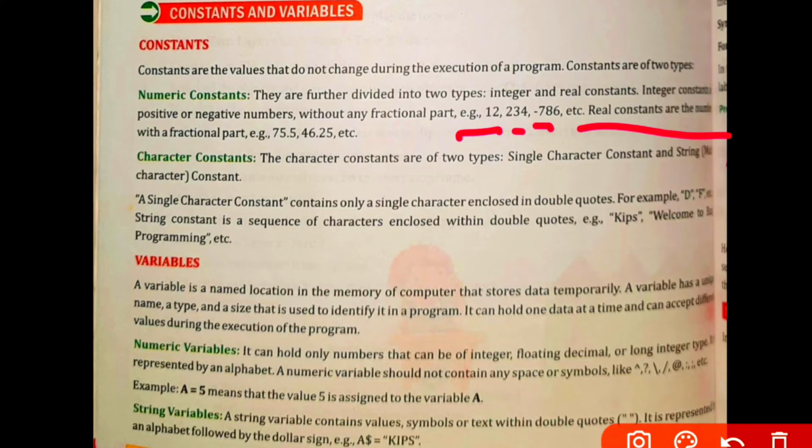Examples with fractional parts for numeric constants are 75.5, 46.25 and so on. So the first word is constant, and the meaning of constant is which remains same, means does not change during the execution of the program. The two types of numeric constants are integer and real constants. Alright children, examples also we have seen.